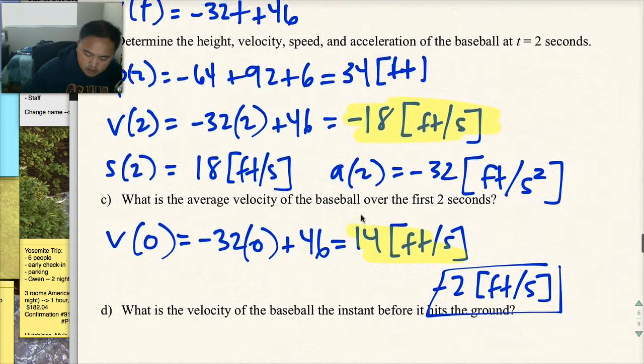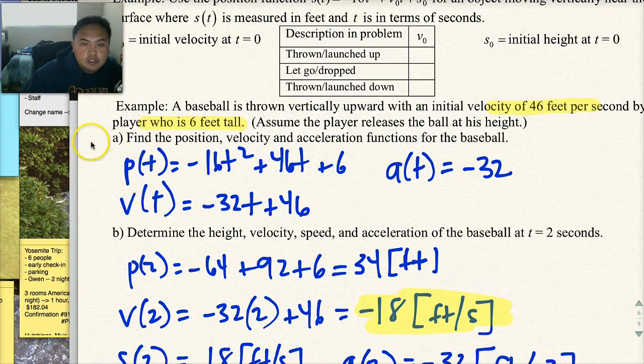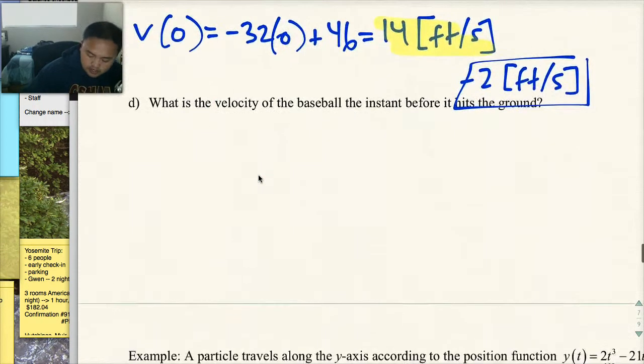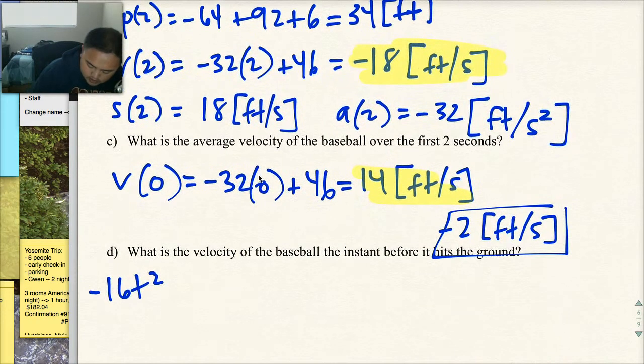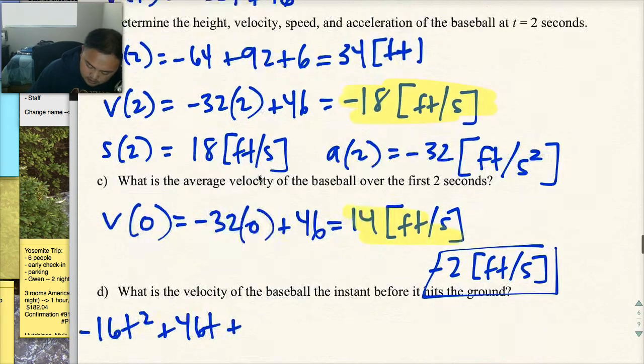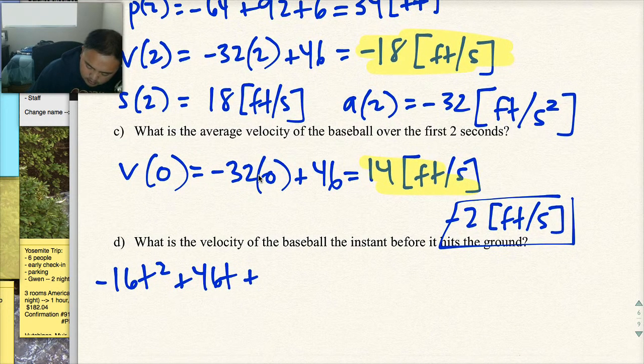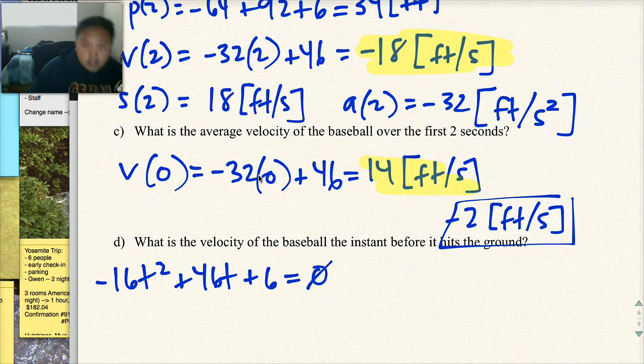Okay. So I'm going to look at my position function. Here's my position function. And I'm going to set this equal to 0 because that's when it hits the ground. So I'll take this position function, negative 16t squared, plus 46t plus 6 equals 0. And the whole point of this is I'm trying to find out what t is. I'm trying to find out what time this hits the ground.